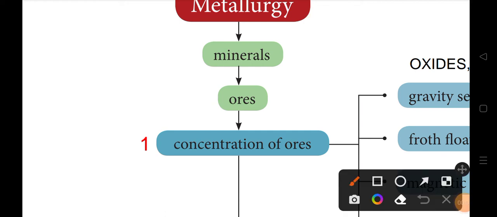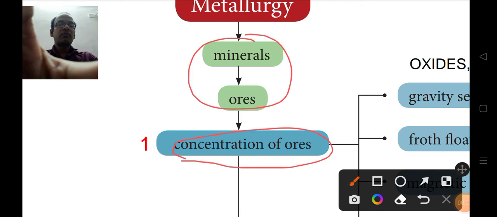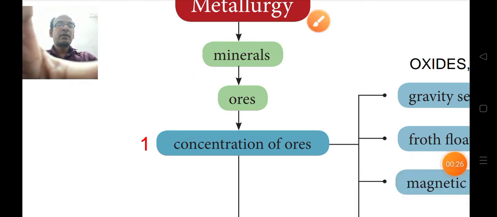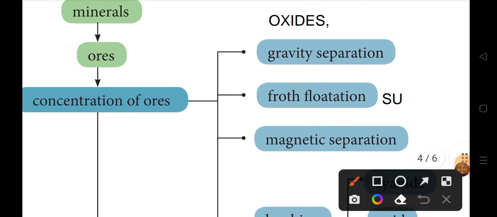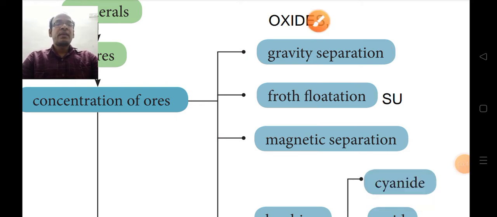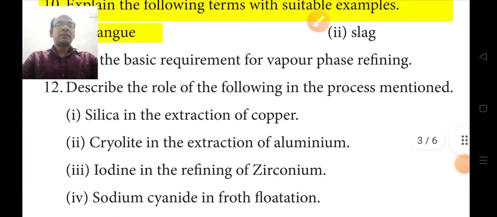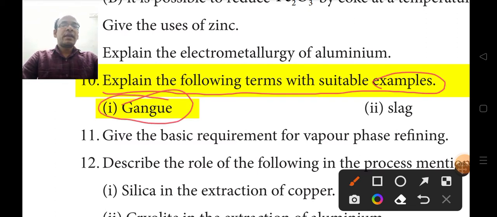In this class, we see the last class revision, that is minerals and ores difference. Second, the definition of concentration of ore, or what is concentration of ore, and then concentration methods. First method, gravity separation method, and magnetic separation method. Two methods in this class we see. Next class we see the other two methods. And book back 2-mark question. Explain the following terms with suitable examples. Gangue.